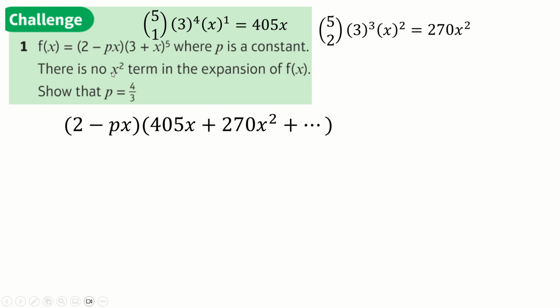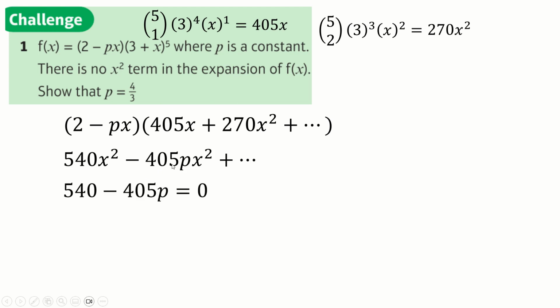I'm trying to show that there are no x squared terms, so I'm trying to get these things to cancel. So I need 2 times this, which is 540x squared, plus this times this, which is 405p x squared. I need those to cancel out, and I don't care about anything else. So this minus this must be 0, and we end up with p is 4/3, which is showing what they wanted us to show.